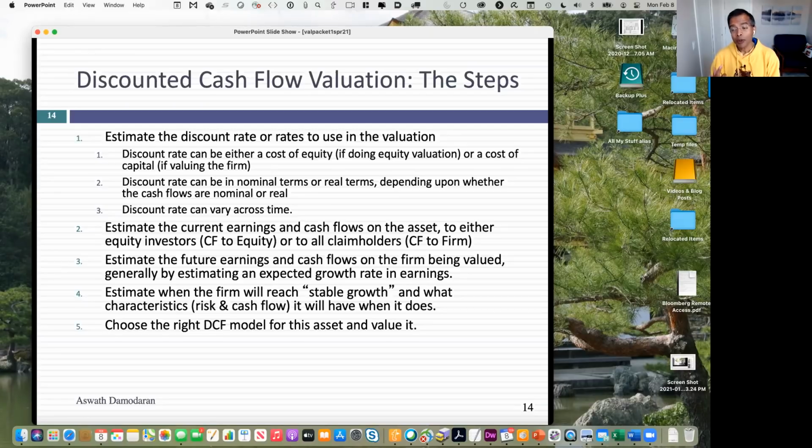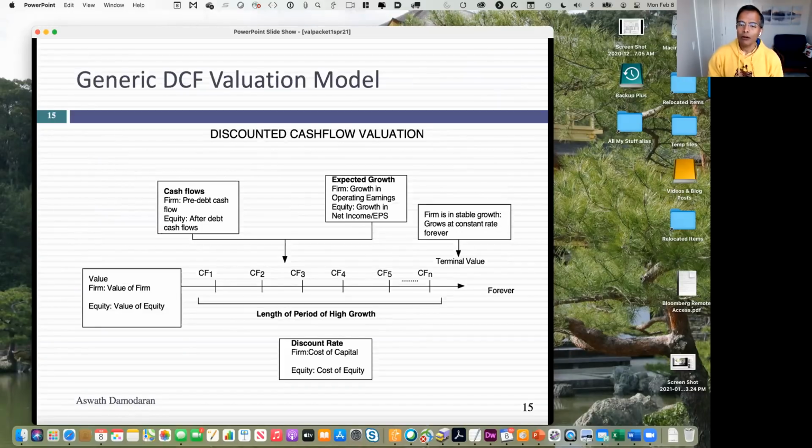And remember the principle of parsimony, which is there are some companies you can value with 3 inputs. Some might require 15, some might require 25. Less is more. That's the 5-step process. So let's start with how every DCF model looks, and then we'll delve into different variants.